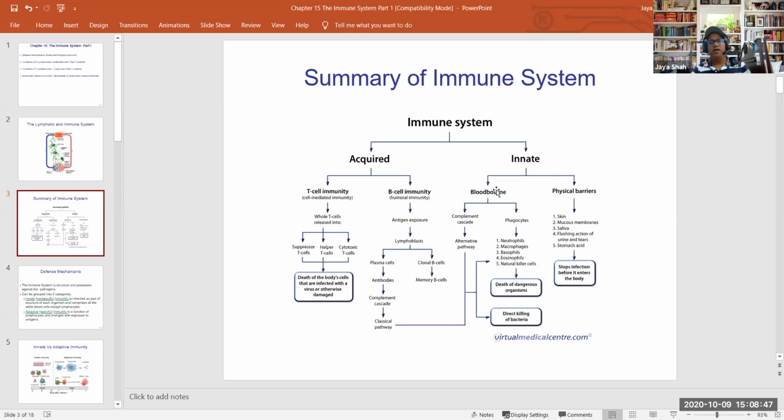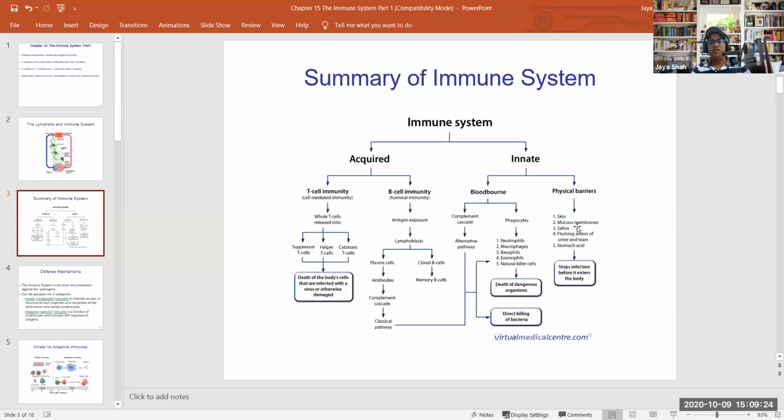That's why innate immune system is particularly the part of your body which we are born with. And they include physical barrier and the blood-borne mechanisms and the cells, systems. So in physical barrier, for example, your skin, mucous membrane, saliva, flushing action of urine and tears, stomach acid.